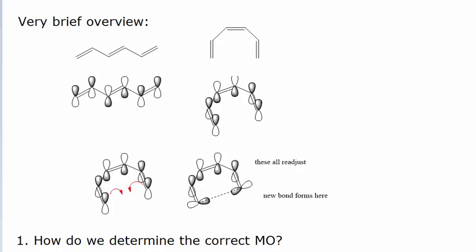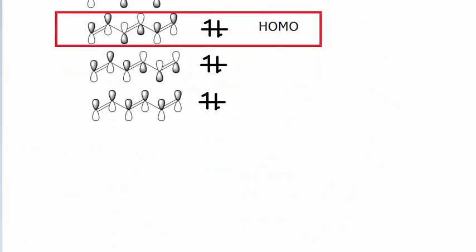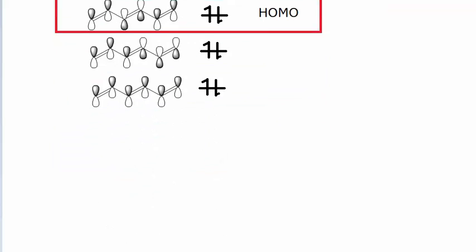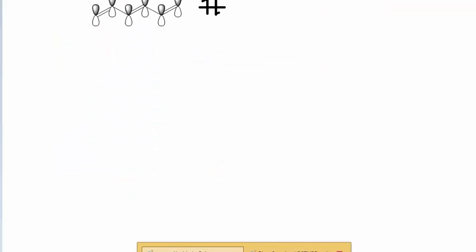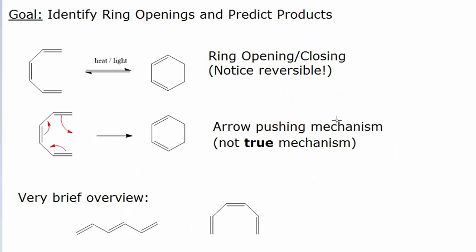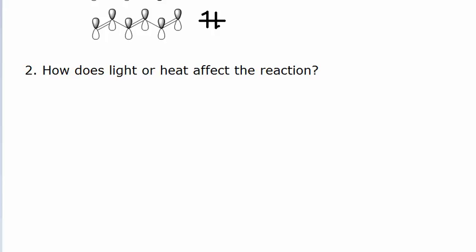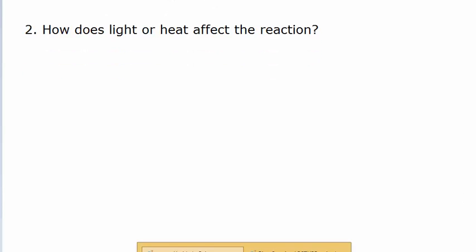So the orbital that you use for the ring opening or the ring closing is going to be the HOMO for the system. So you'll just need to be able to draw this molecular orbital diagram and be able to figure out what the HOMO looks like. And we'll look at some ways to even simplify that further to make your job super easy. So the next question comes with, okay, when I initially introduced this reaction, I said it could happen in heat or light. How does the presence of heat or light affect how the reaction is going to occur? So what role does heat or light play in the reaction?